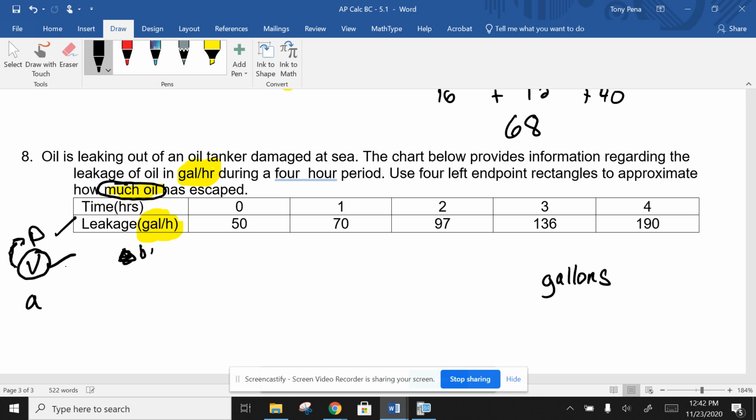We want to figure out what's our base first, and that's our change in X. So in this case, we're going to do 4 hours, so 4 minus 0, the difference in the interval covered. I want 4 left endpoint rectangles, so my unit of time is going to be 1 hour. I would draw these in, so if I'm going to start at 0 hours, I'm going to move over 1 hour to get rectangle number 1, another hour to get rectangle number 2, another hour for 3, and then another hour for my 4th.